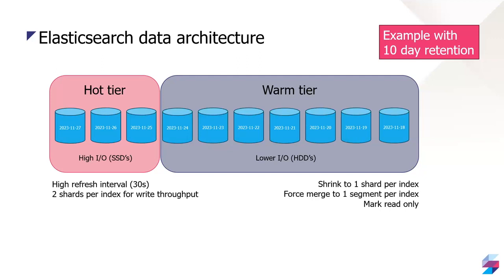We also force merge the index down to 1 segment per shard, which is basically a way to say everything is inside Lucene within 1 big segment, which also optimizes resource usage. And finally, we can mark the index read only. We know we're not writing to it anymore, and that also saves some compute resources.